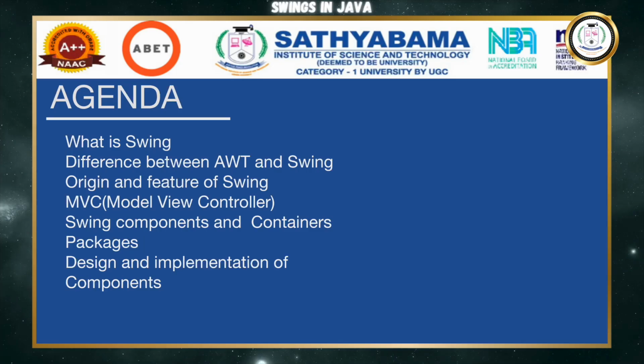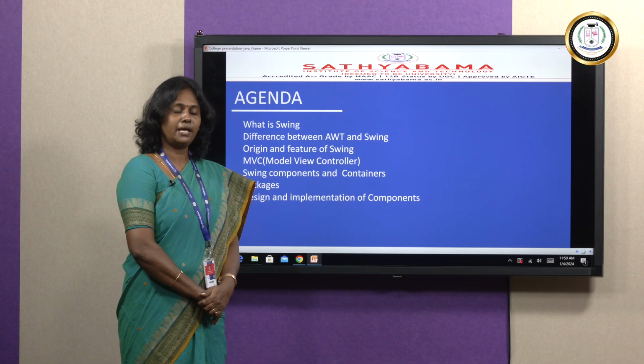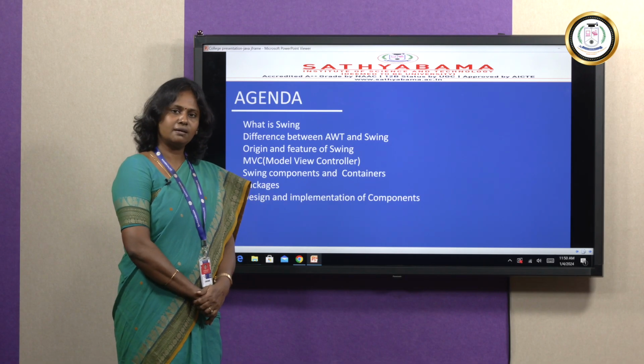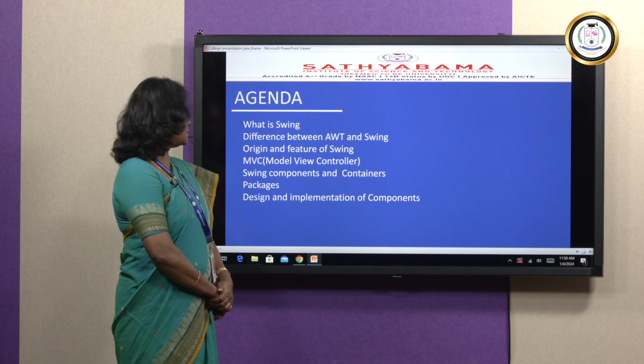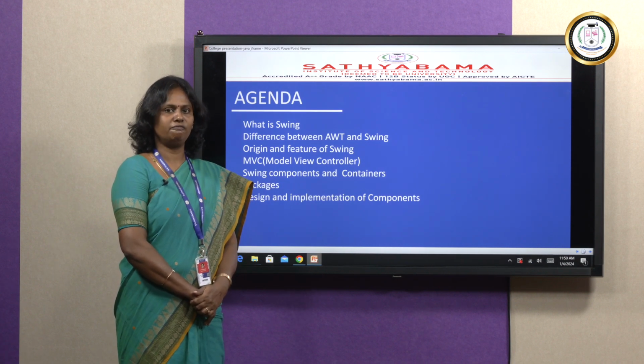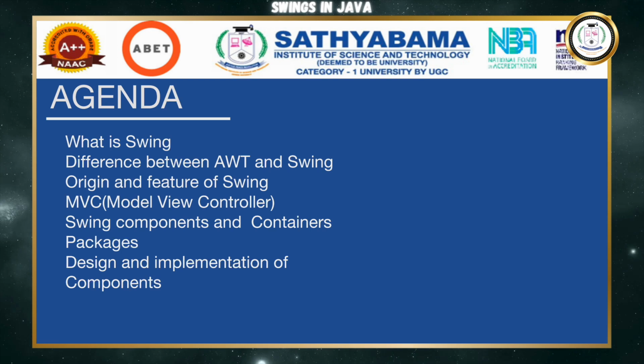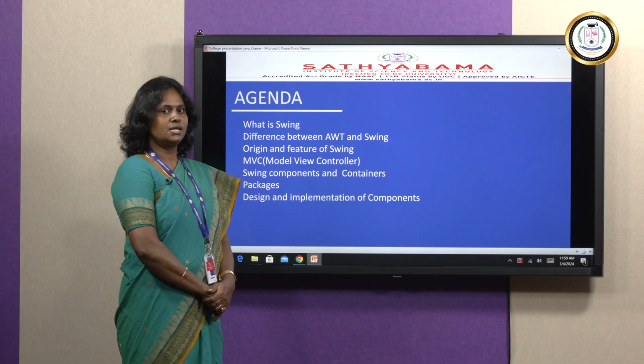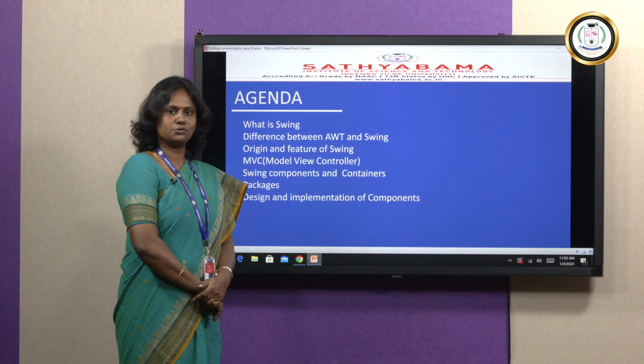This is my agenda. Today we are going to discuss what is Swing, the difference between AWT and Swing. The third one is the origin and features of Swing. Fourth one is MVC, that is Model View Controller. And fifth one is Swing components, containers and packages, and the design and implementation of the components. So these are all the topics we are going to discuss today.